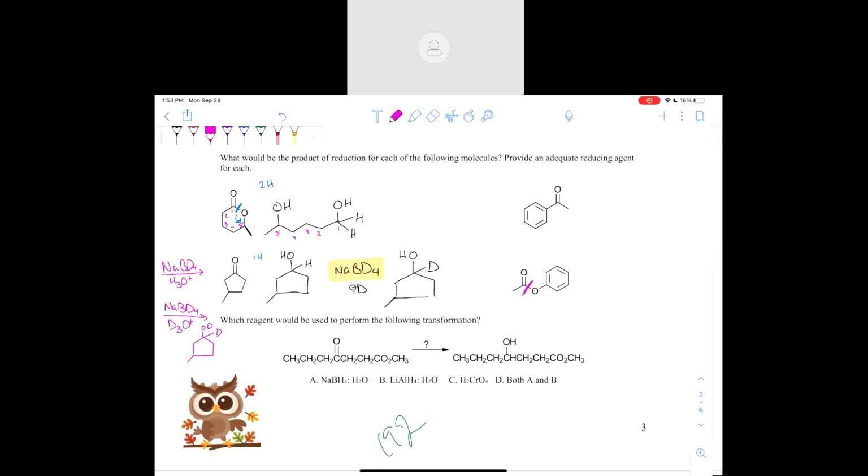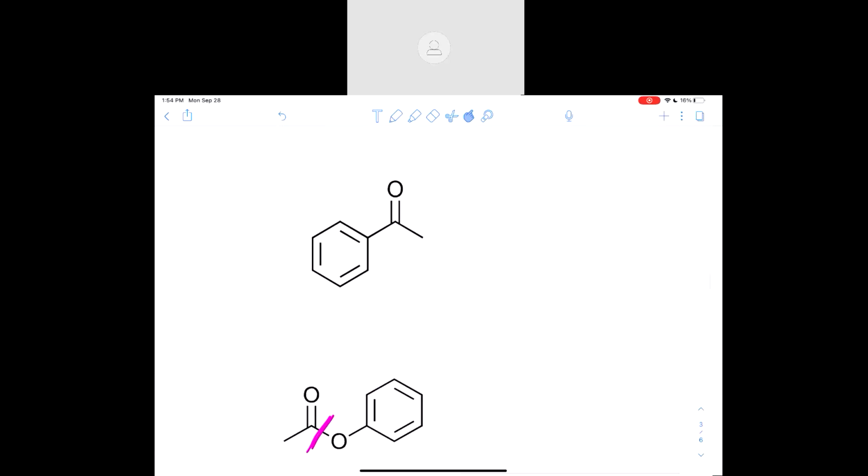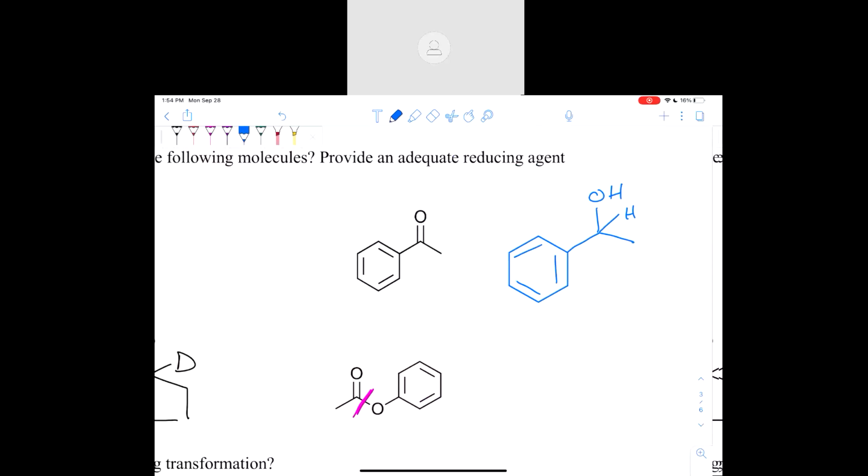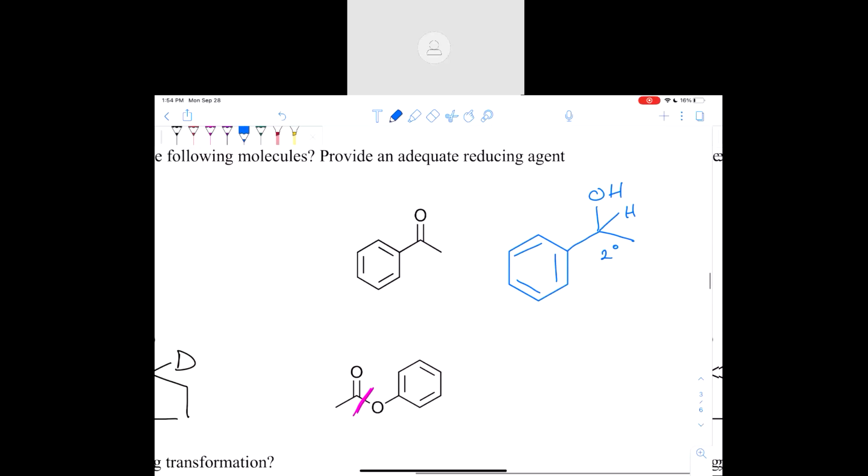So, how many hydrogens are we going to add for this one? You just need one. Just one, exactly. So, we keep the benzene exactly the same. We're not going to touch it. But instead, we will protonate and add a hydrogen here. And so, primary, secondary, or tertiary? What is this? That's going to be a secondary. Yep. Cool. Any questions on that one?